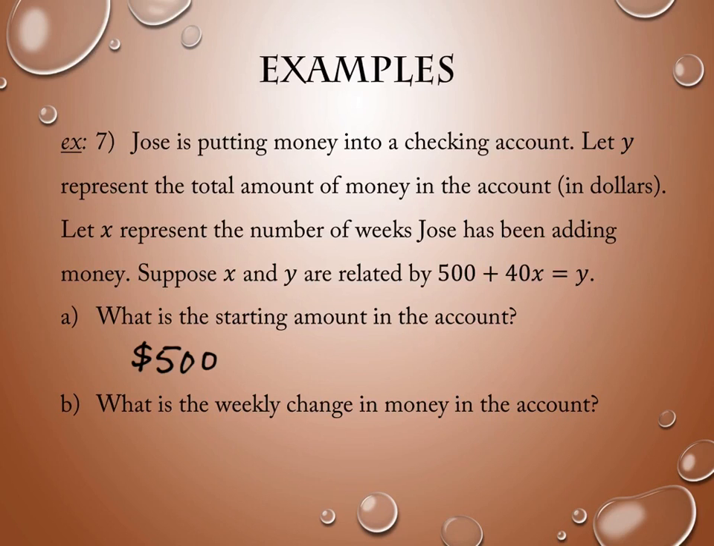So on week 1, we would have an additional, in this case, $40. You'd end up with 500 plus the 40, right? So the weekly change in the money that he's putting into this account is $40 per week. Does that make sense? Cool. So that's a pretty straightforward one where we're identifying rather than creating an equation. We're identifying the pieces from it.